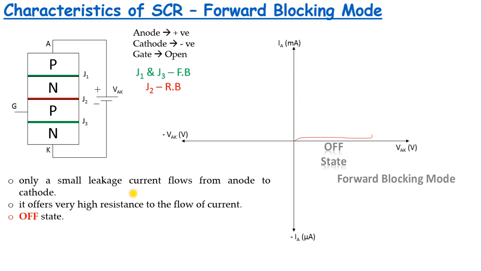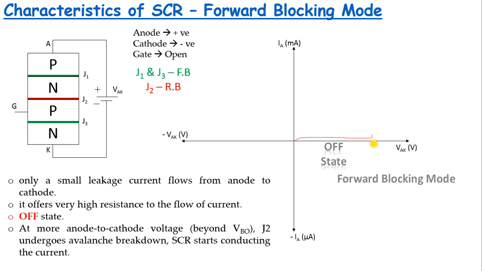but one can bring the SCR from off state to on state by applying more anode to cathode voltage. If you increase the VAK voltage from 0 onwards, once it reaches a certain voltage called the breakover voltage, the junction J2 undergoes avalanche breakdown and the SCR starts conducting current from anode to cathode. So this VBO is called the breakover voltage. The range of VBO is from 50 volt to 500 volt.